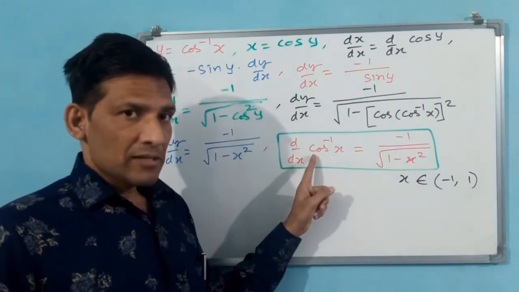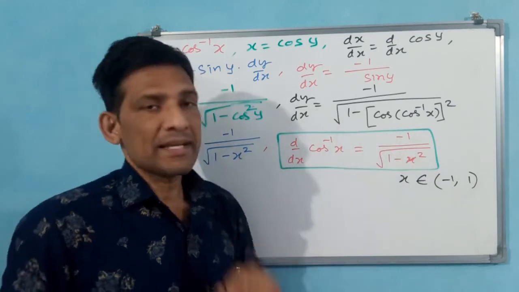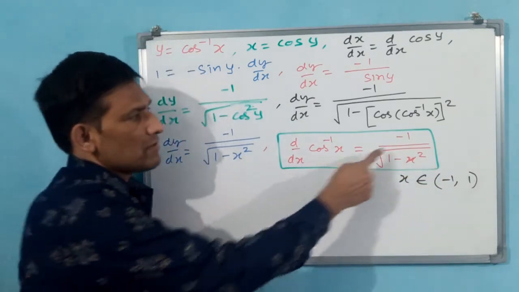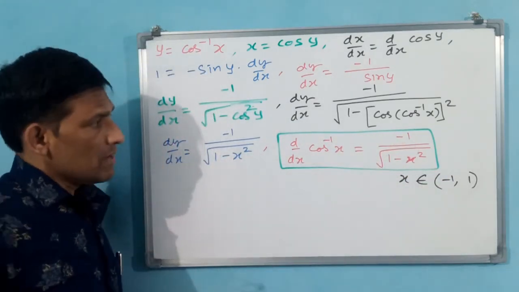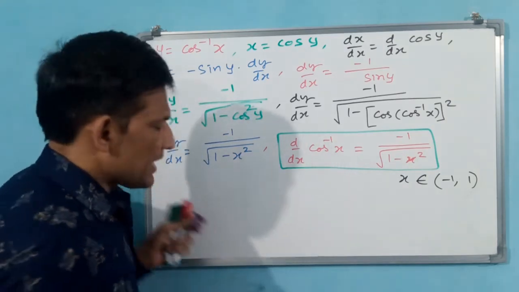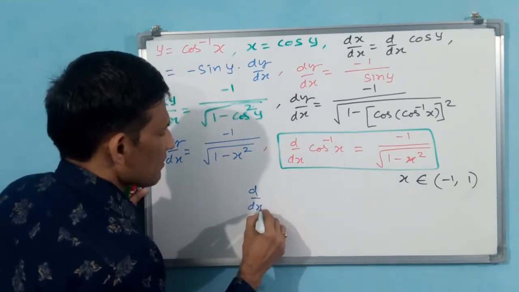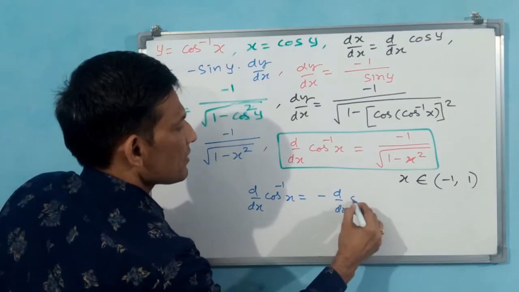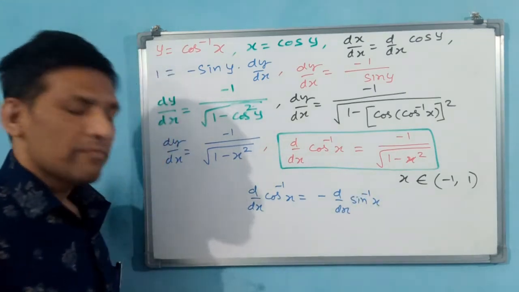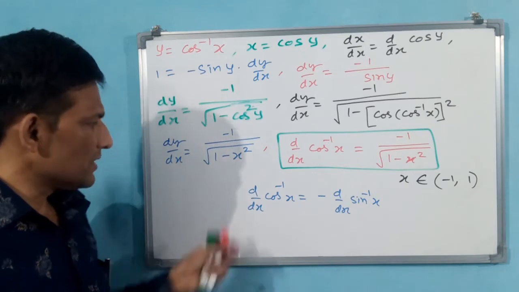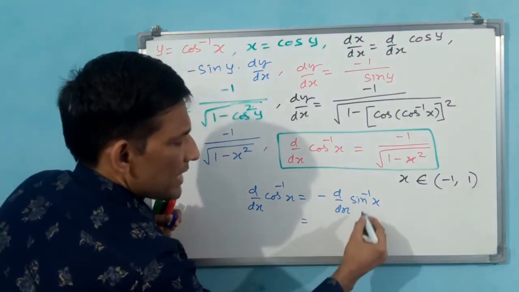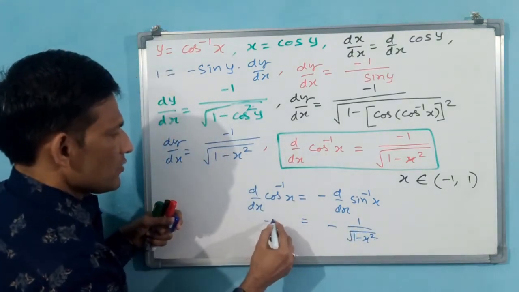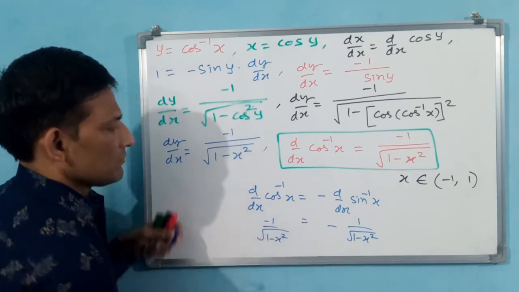The identities, the standards, are also the same, but for cos inverse a minus has come. For sin inverse it is 1 by the square root of 1 minus x square, and for cos inverse it is minus 1 by the square root of 1 minus x square. By seeing this you can find one thing: d by dx of cos inverse x is equal to minus of d by dx of sin inverse x. Definitely okay, because d by dx of sin inverse x is 1 by the square root of 1 minus x square, and with the minus, both are the same.